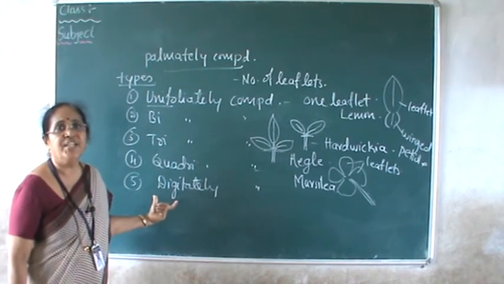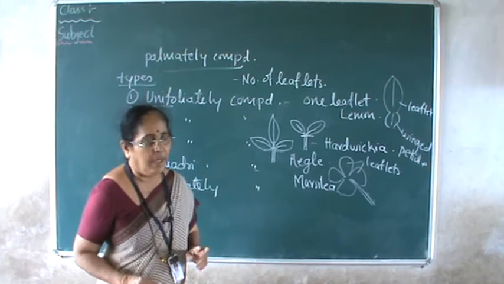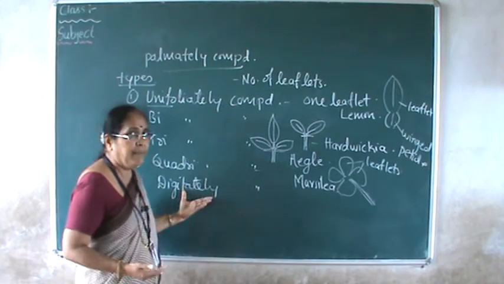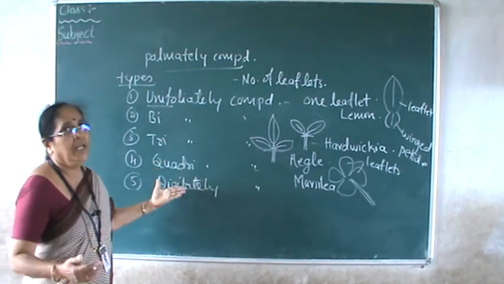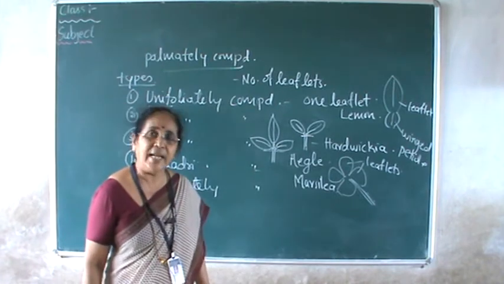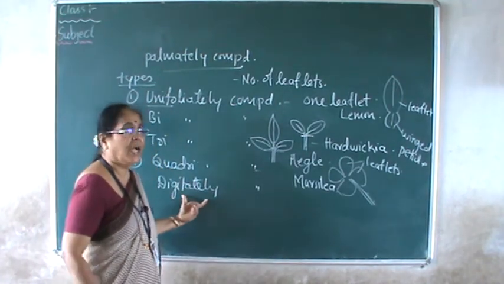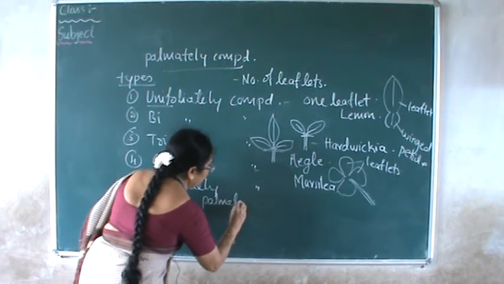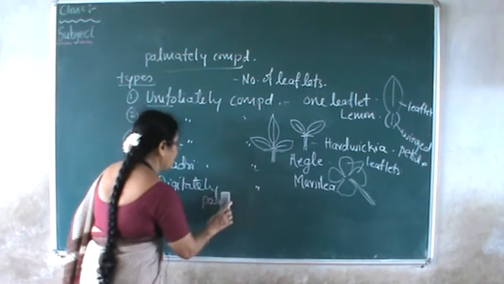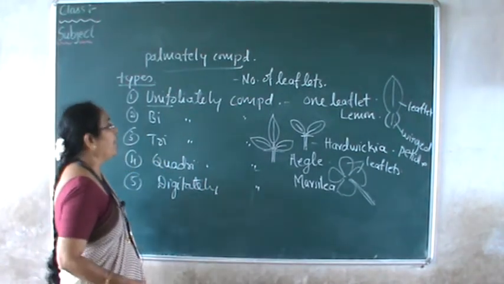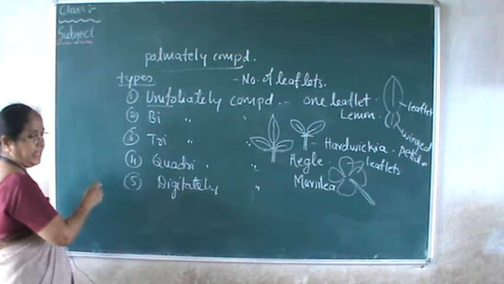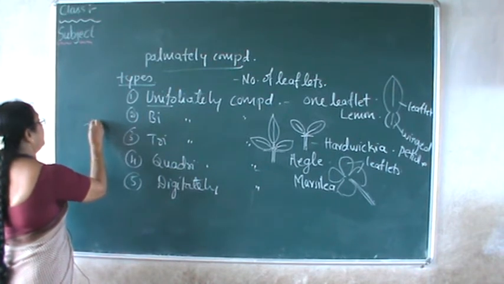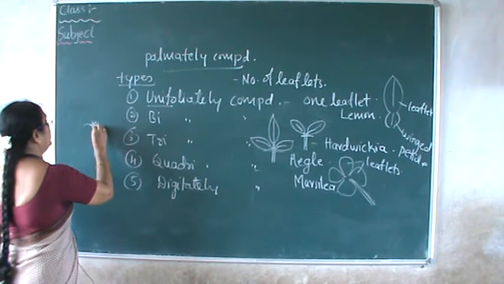Digitately compound. Again here, digits, fingers of the palm. If the leaf consists of more than 4 leaflets now, up to 4 there is a name: uni, bi, tri and quadri. If the leaf has more than 4 leaflets arising from a common point, then it is to be called digitately compound, or there is another word that is called palmately compound. Here we use digitately compound, found in case of digitalis, in this case 5 leaflets will be there, 5 or 6 or more.